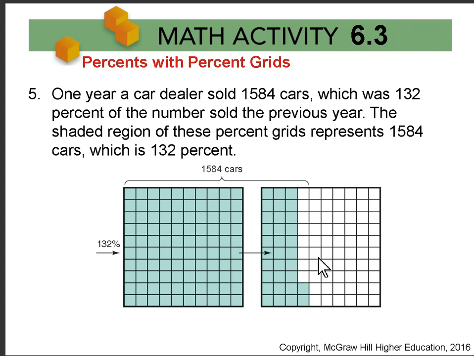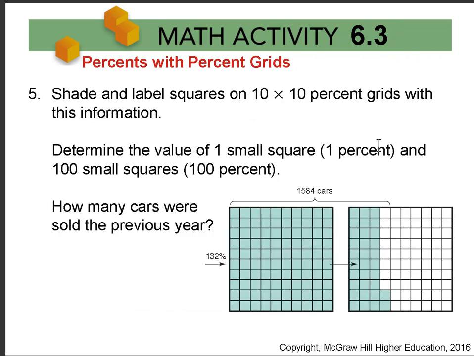And finally, in question 5, one year a car dealer sold 1,584 cars. That's 132% of the number sold the previous year. We have 132% represented here, and we've marked that as the number of cars. The question says, shade and label your squares to show this.